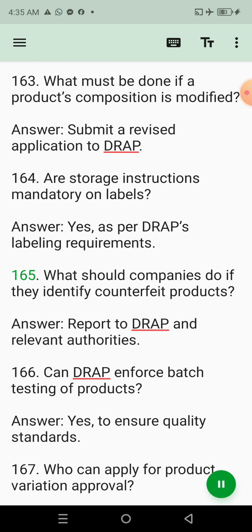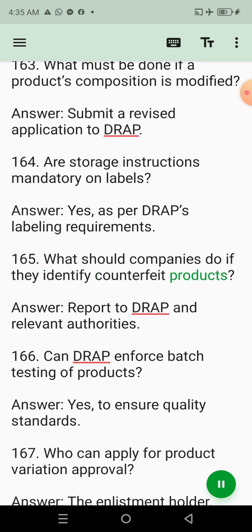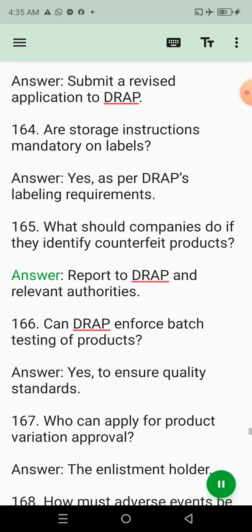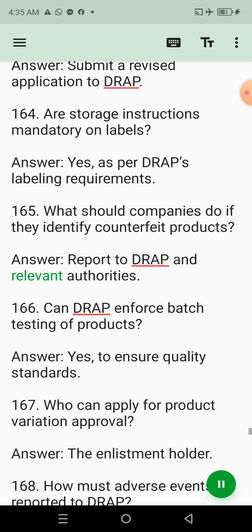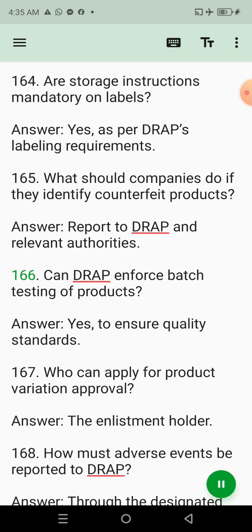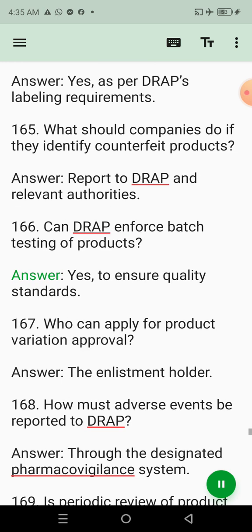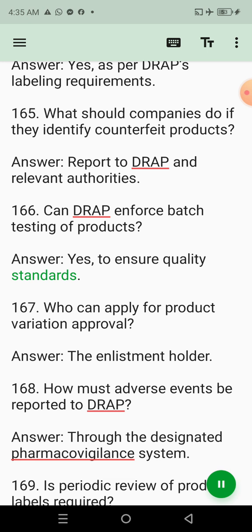165. What should companies do if they identify counterfeit products? Answer: report to DRAP and relevant authorities. 166. Can DRAP enforce batch testing of products? Answer: yes, to ensure quality standards.